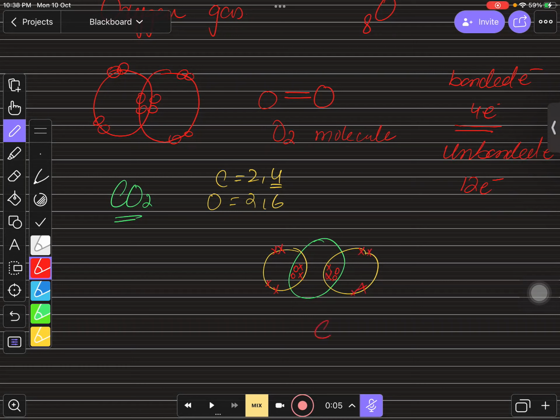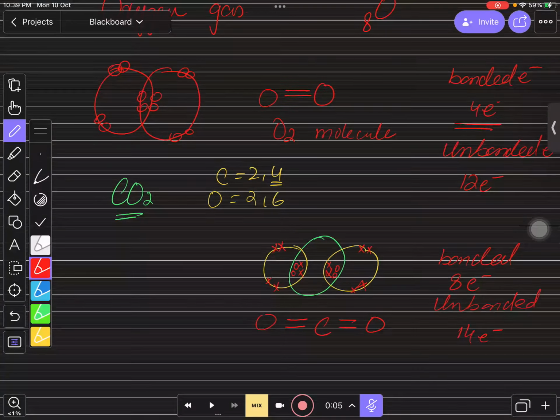So you can say that carbon shares 2 electrons with this oxygen and 2 electrons with the other oxygen as well. If we talk about bonded electrons, they are actually 4 and 4, 8 electrons over here. And if you talk about unbonded, each oxygen has 6 unbonded electrons, so 2 oxygens have 12, and carbon has 2 unbonded electrons. So 14 electrons are unbonded over here. What do you say, Bacho? Is that right or not? Yes, sir, that's right.